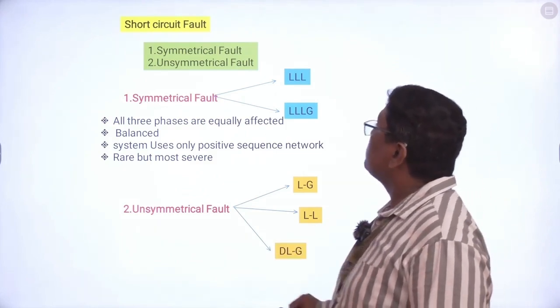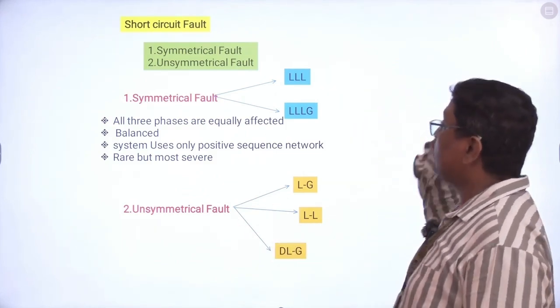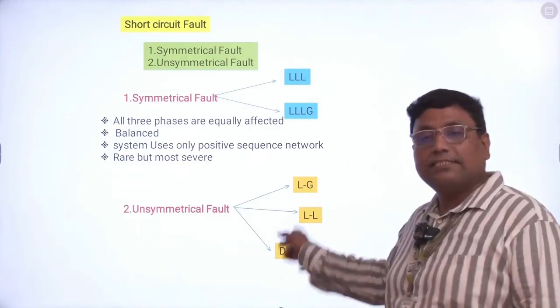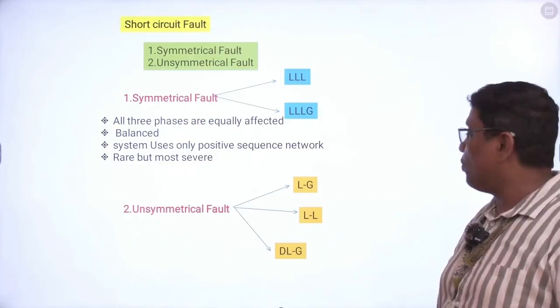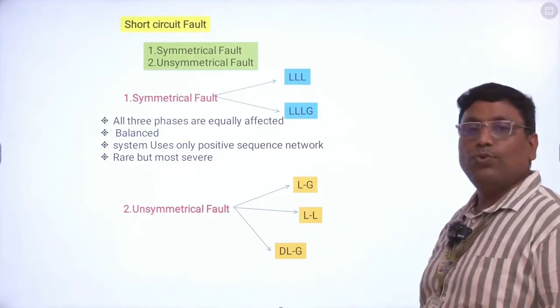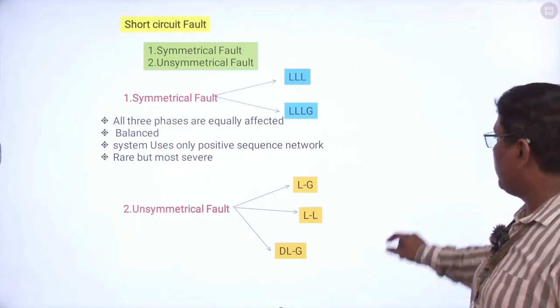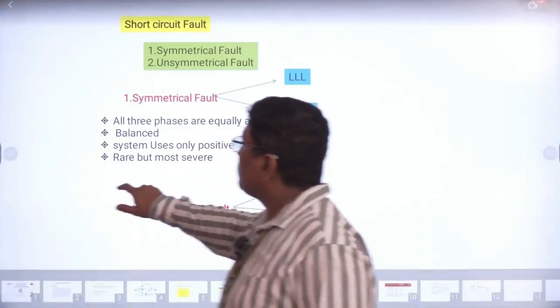The next one is unsymmetrical fault. Unsymmetrical fault is classified as single line to ground fault, line to line fault, and double line to ground fault. So, single line to ground fault.